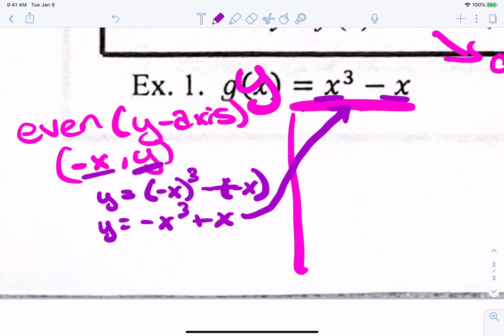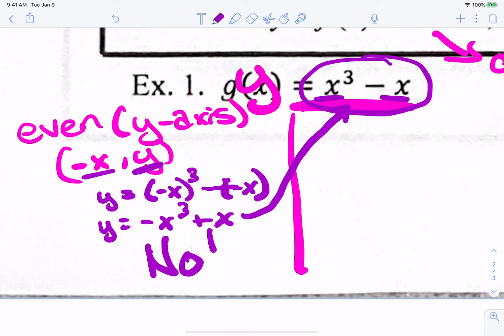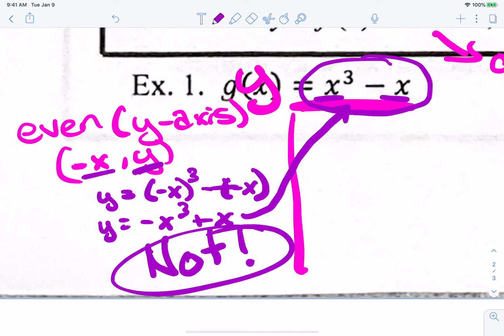No, it's not. The last one's positive, so no. It's negative x cubed plus x, which is kind of the opposite of what this guy is. But is everything the opposite? No. The y is not. So the answer's no. It's not an even function.